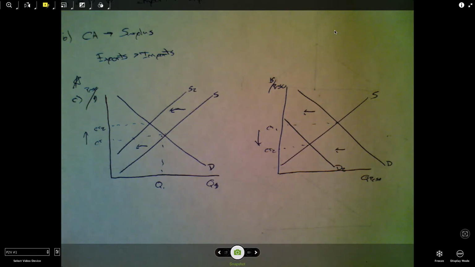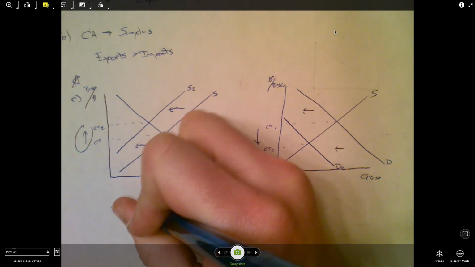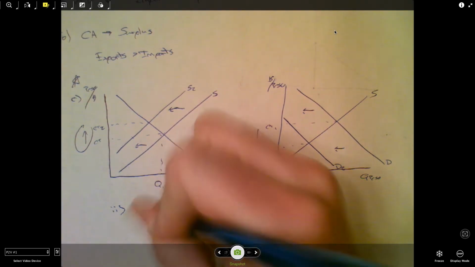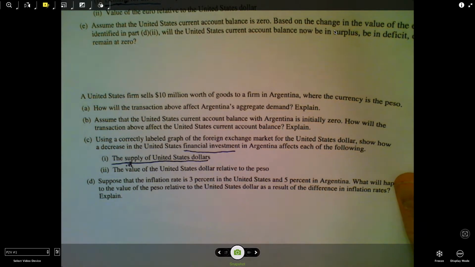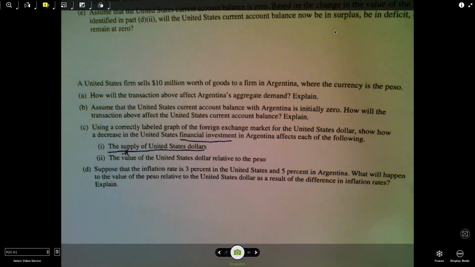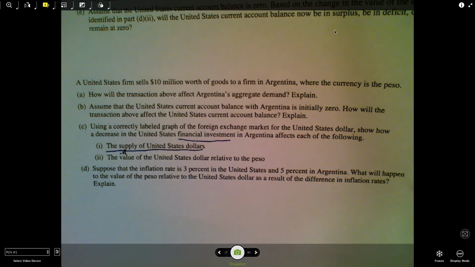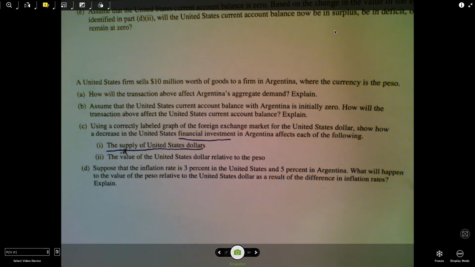That second part now, part C, subset 2I, the value of the United States dollar relative to the peso. Well, we see right there that the value of the dollar appreciates, right, going up. All right, and then finally, this last part, D: suppose that the inflation rate is 3% in the United States and 5% in Argentina. What is going to happen to the value of the peso relative to the United States dollar as a result of the difference in inflation rates?